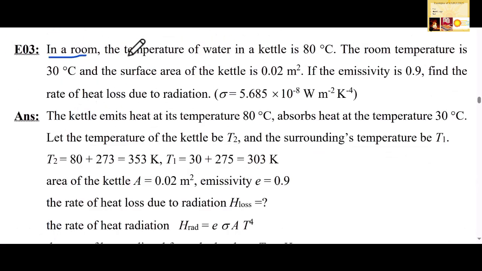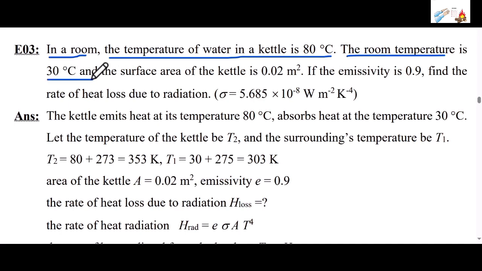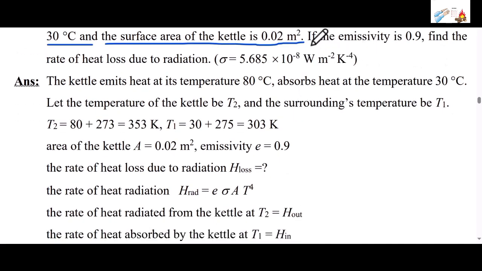Example. In a room, the temperature of water in the kettle is 80 degrees Celsius. The room temperature is 30 degrees Celsius, and the surface area of the kettle is 0.02 square meters. If the emissivity is 0.9, find the rate of heat loss due to radiation.